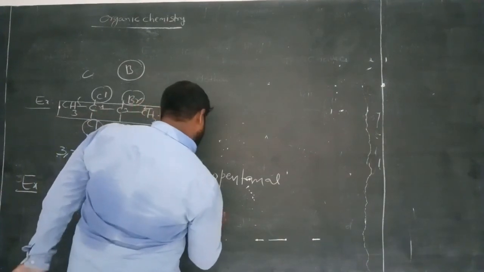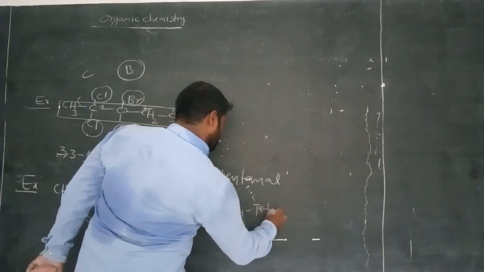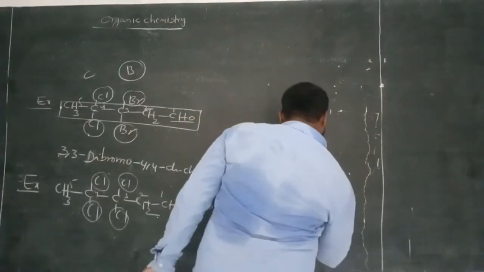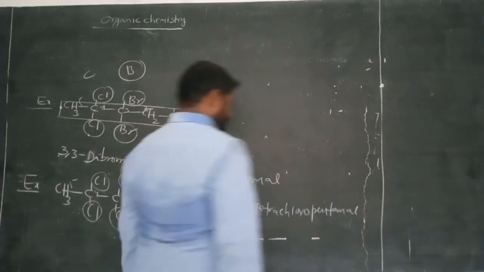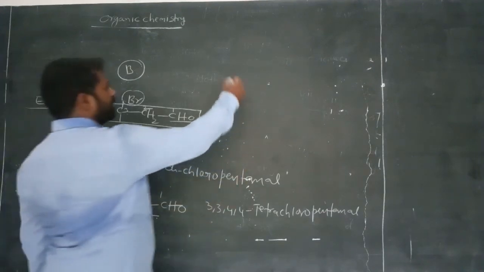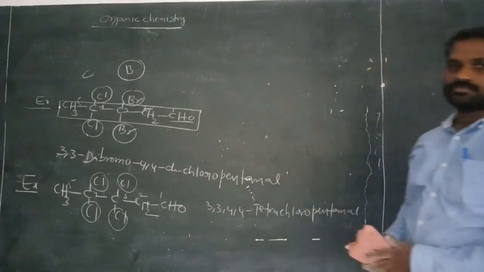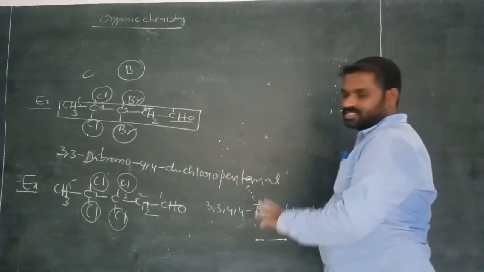So 3, 3, 4, 4, tetrachloro. Clear? So this is an important method also. Okay.